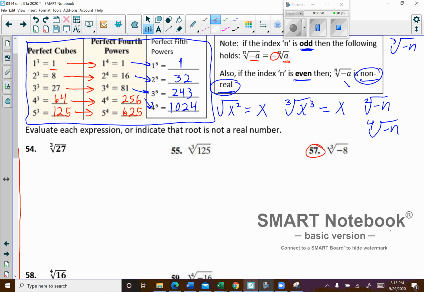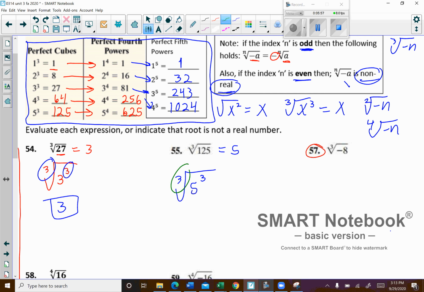So the first one right here, 54, the answer is 3. The reason why is because 27 is the same thing as 3 to the power of 3. So when I take the cube root of that, the cube root cancels out the cube power, and that's where I'm getting the 3 from. Okay, number 55, pretty much the same as 54. This answer will be a 5. Why? Because 5 to the third power is 125, and when you take that cube root, the cube root nullifies the cube power, and we're left with a 5, okay?